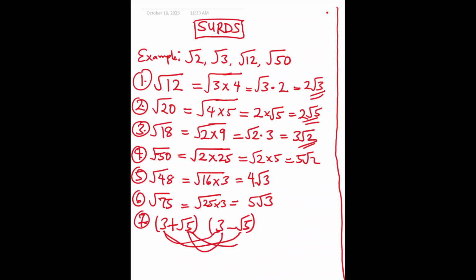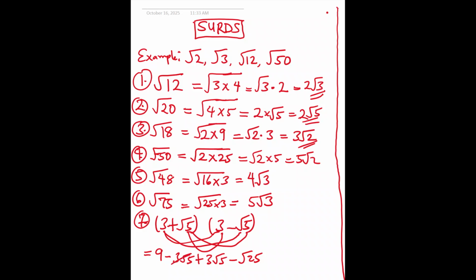Root 5 will multiply 3. Root 5 will multiply the root 5 here. So there we get 3 times 3 will be 9, and 3 times minus root 5 will be minus 3 root 5. Root 5 times 3 will be plus 3 root 5. And root 5 times minus root 5 is minus root 25.